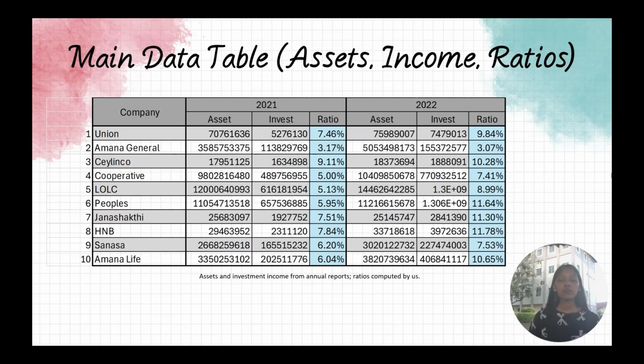This slide shows our main data table. Each row represents one insurance company. On the left side, under 2022, we have total assets in 2022, investment income in 2022, and the 2022 investment income ratio, which we calculated using the two numbers. On the right side, under 2021, we show the same three items for 2021. So this table links the raw financial data from the annual reports with the ratios we will use in our t-test.